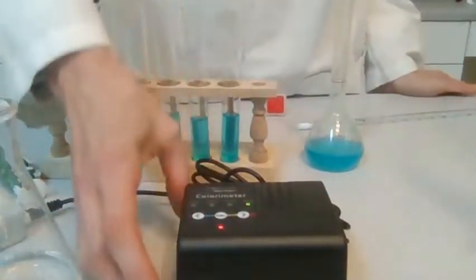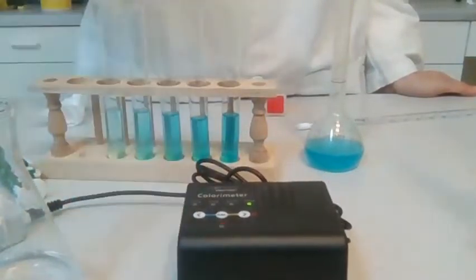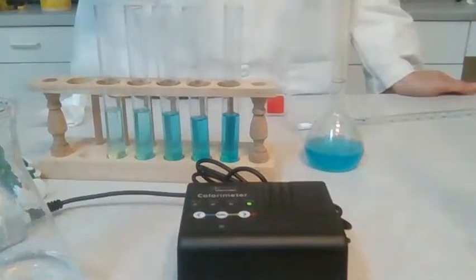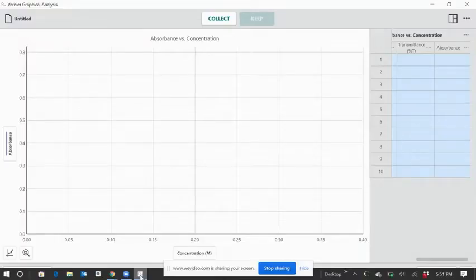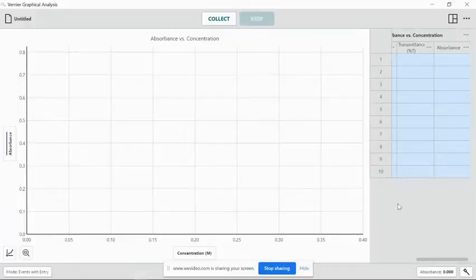So I press calibrate. I wait for the red button to stop blinking, and then I should have a reading of 0. And so here you can see our graph that shows absorbance versus concentration, and the very first value that was measured is a 0 down here, absorbance of 0 for our distilled water.